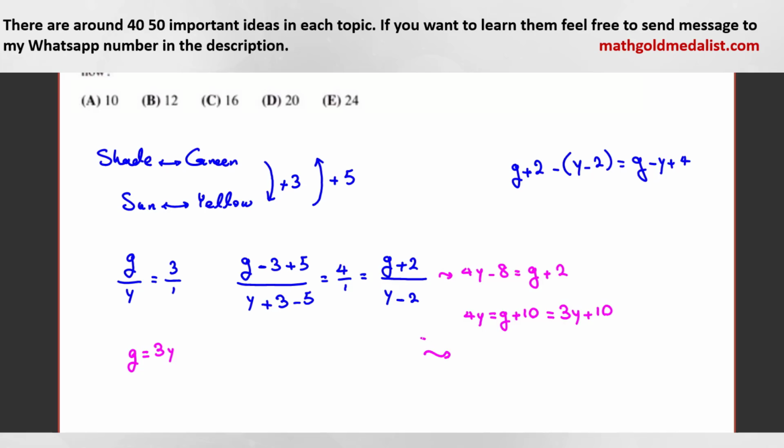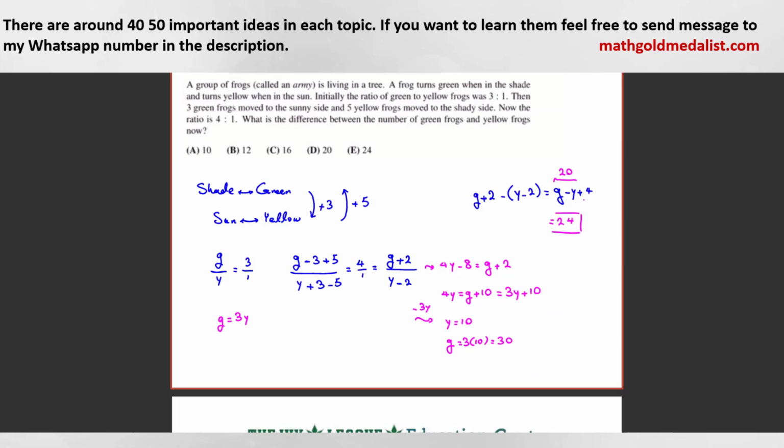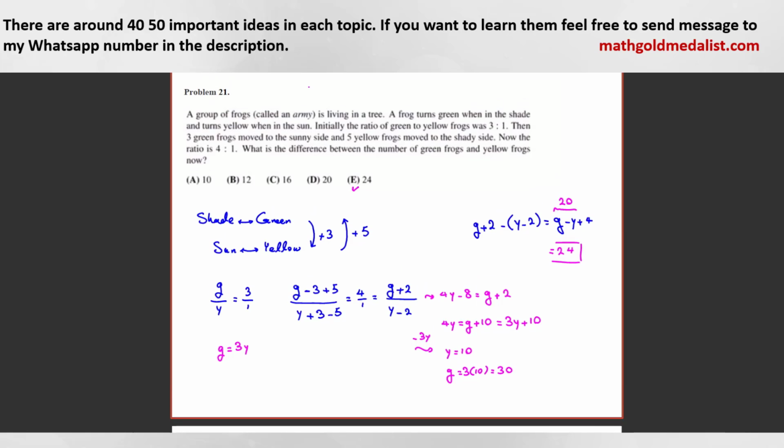Now we subtract 3Y from both sides, so Y will be 10. And because Y is 10, green will be 3 times 10, which is 30. And now G minus Y will be 30 minus 10, which is 20. And the answer will be 24, and the correct choice is E.